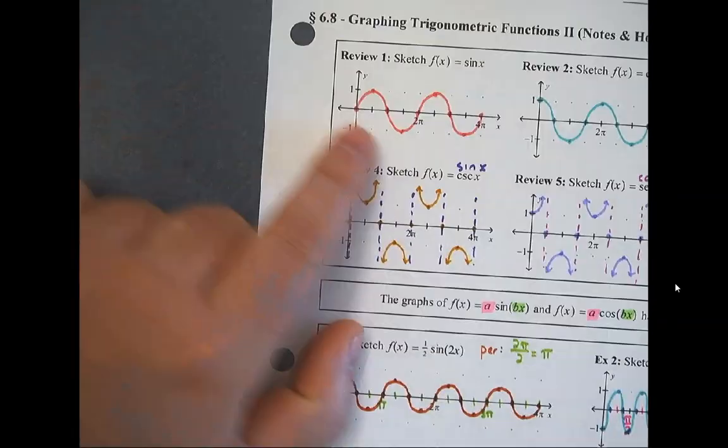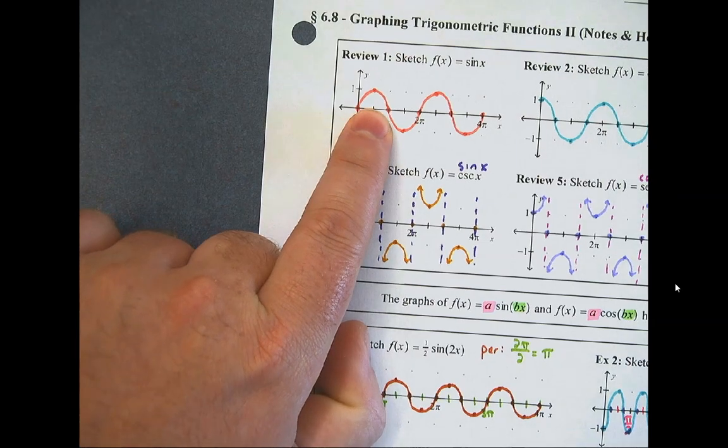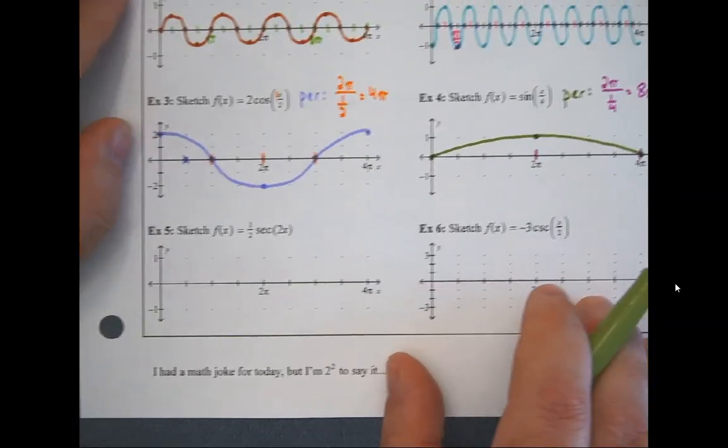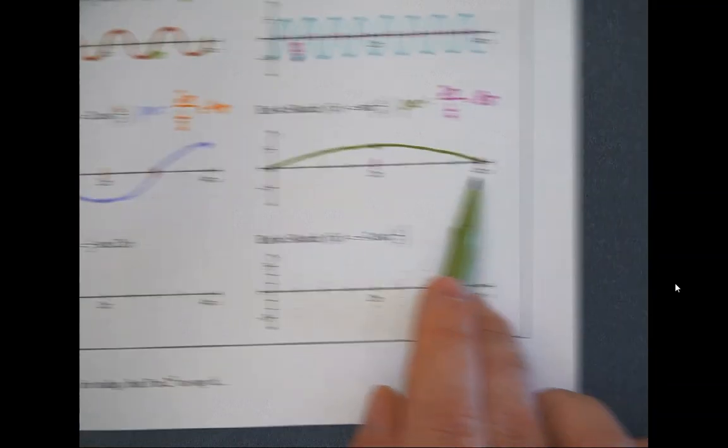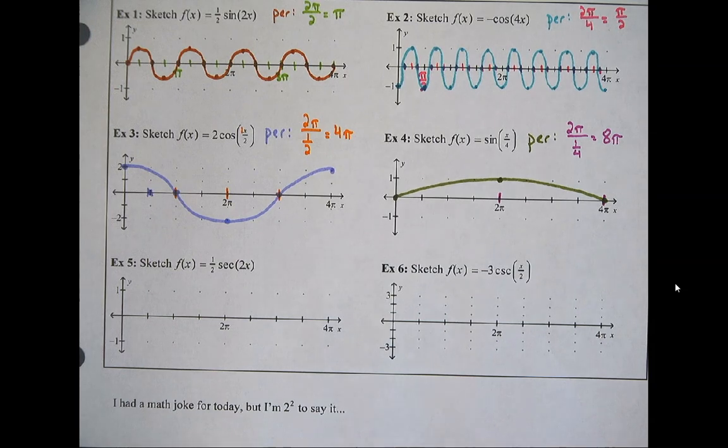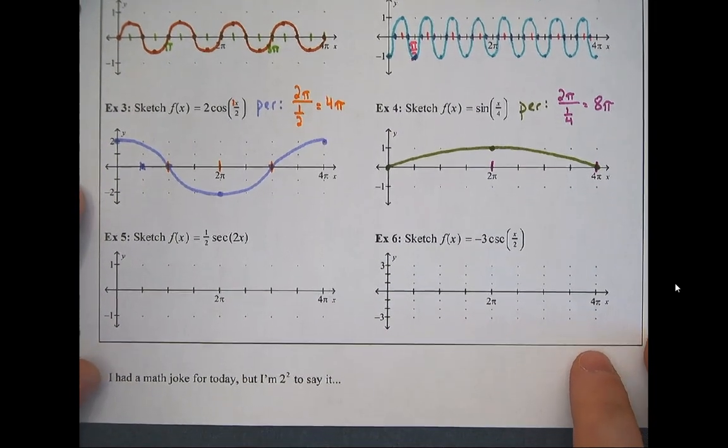I get just this portion from 0 to pi. I get half of 1 cycle. Now, if I continued my graph out to 8 pi, it would go down and then come back up to make the sine curve. Let's see if you can do the next two. Let's do one at a time and then come back and check in to see how you did.